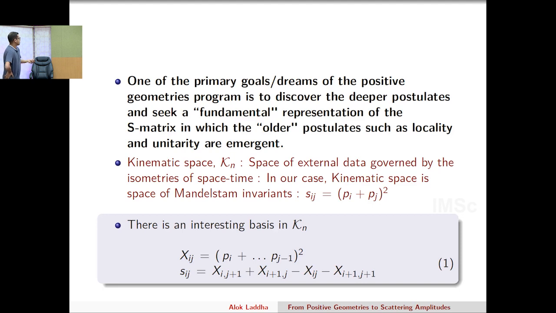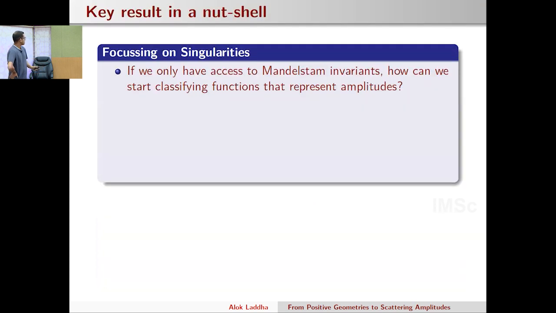And there is an interesting basis for these Mandelstams in this kinematic space, and it's a very simple algebraic relation. If you define an object which I have called Xij here, where you order your labels from 1 to n, let's say in clockwise fashion, and define Xij as given here, then any Sij can be written as a simple linear combination of these Xij's. And so this will be important for us later.